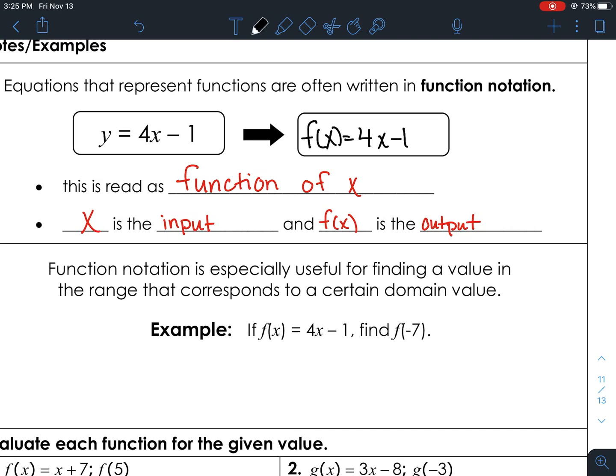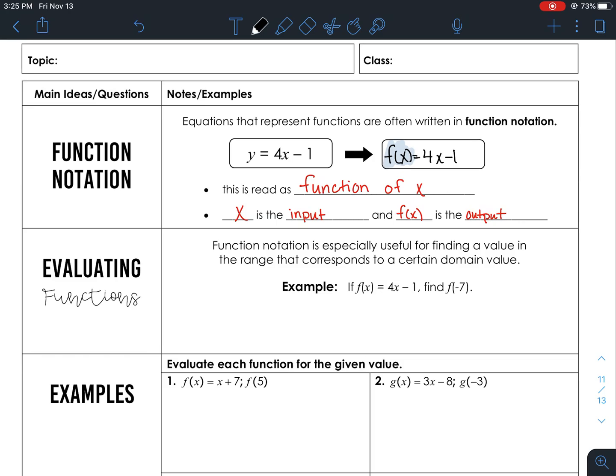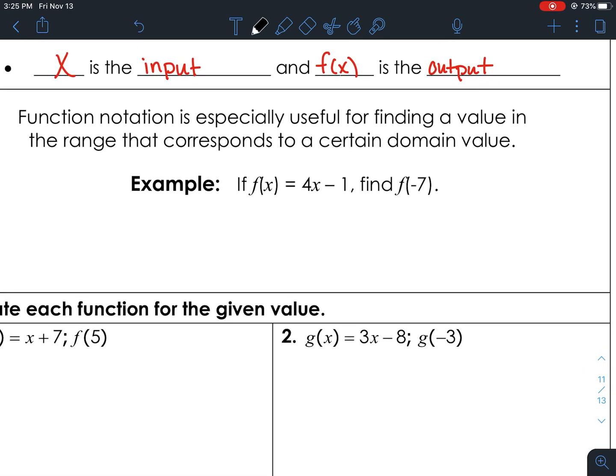And again, like I said, we're going to read this as f of x. X is still our input, and f of x is now our output. So what we can do with this now is that we can evaluate it. So you'll see here, this is our function notation. And inside, we have -7. What that means is, hey, take your x and replace that with -7.